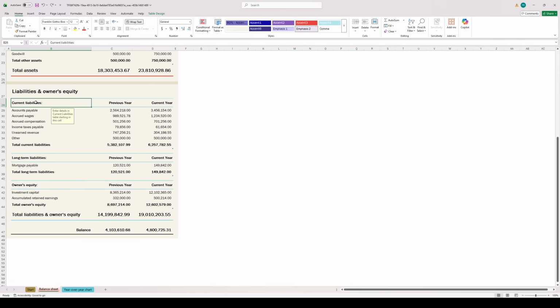These are the current liabilities, so these are like for now, and these are the long-term liabilities, which are mortgage payable. So mortgage payable would be something that, let's say you have a mortgage on the house, you're taking loans to pay for it, and you're going to have to pay it back eventually.